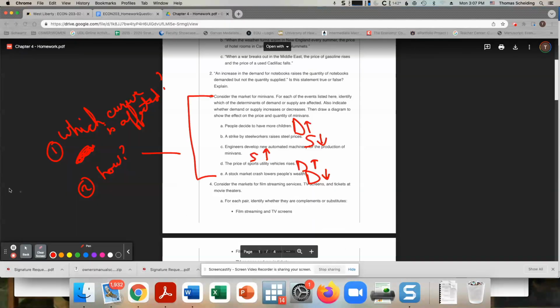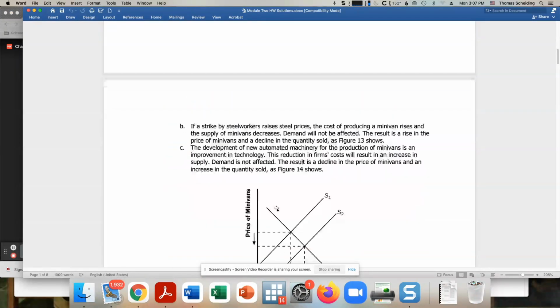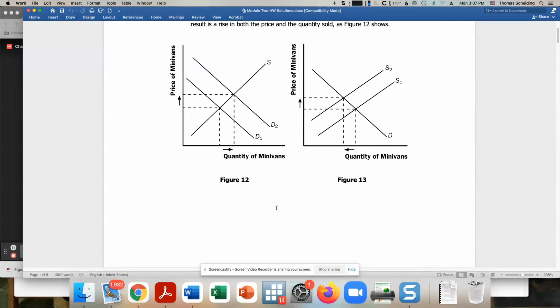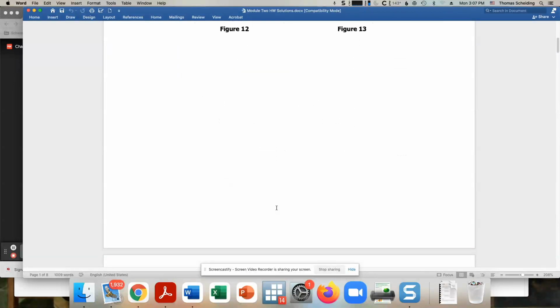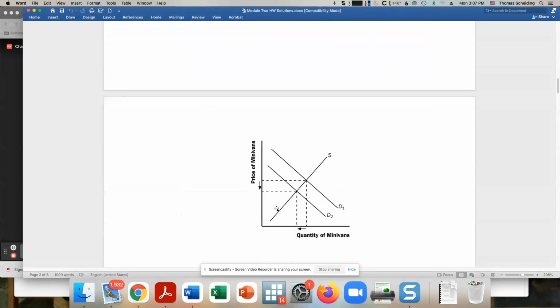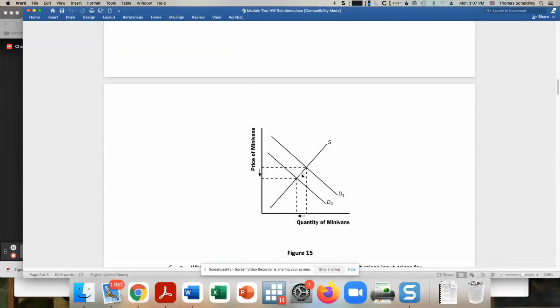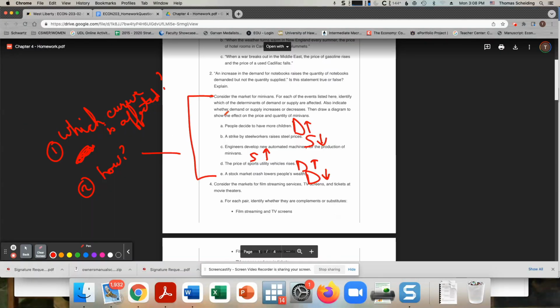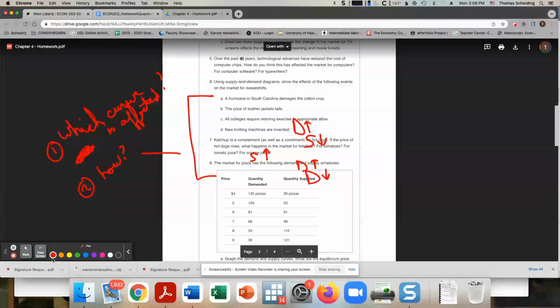Sorry, did I misread this? Oh, no, I didn't. Demand going down, which would mean demand is decreasing. So that would be... I don't see a picture for it. Figure 15. Here we go. Decrease in demand. Okay. Jeez, that was rough.